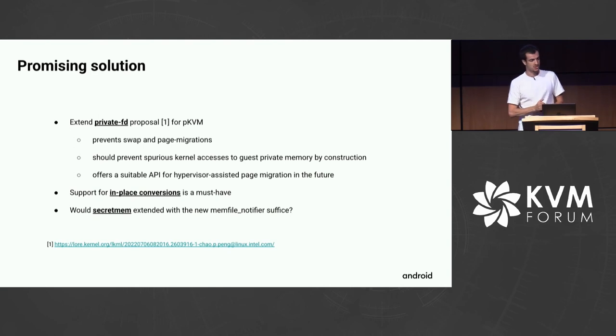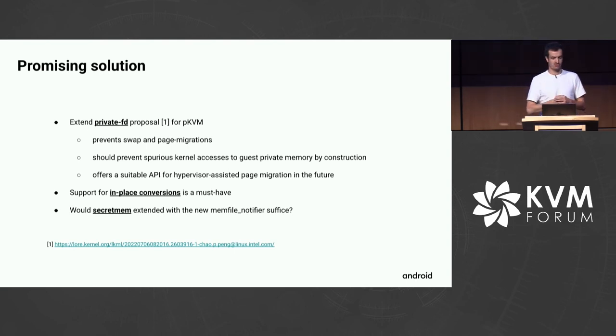One promising solution to that problem would be to extend the private FD proposal that came from the TDX developers. It has a lot of good features for what we're trying to do here. It should prevent swap and page migration, and it should, if done correctly, prevent the kernel from accessing guest memory through side channels, and also potentially offers a suitable API to implement hypervisor-assisted page migration later.